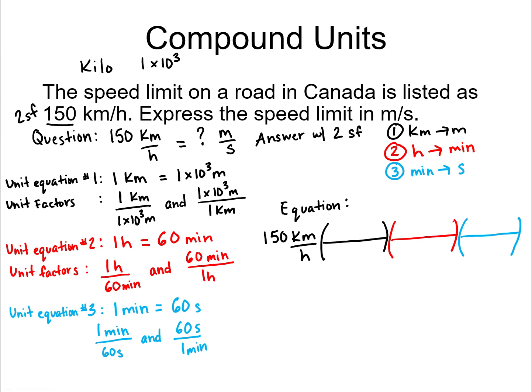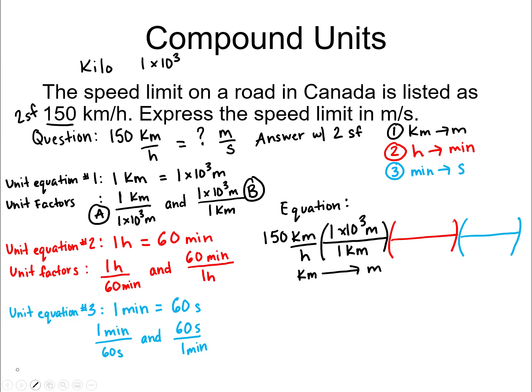For the first unit equation, we're going from kilometers to meters. A or B? We know this is the A column. This is the B column. Which unit factor are we using? We're going to use B. We want the kilometers in the denominator so that they cancel.